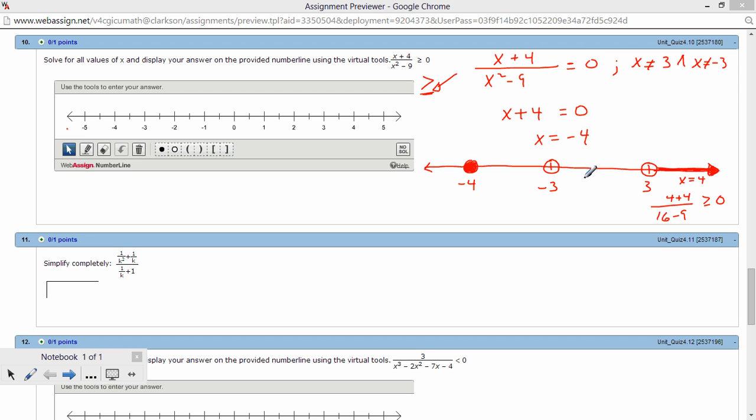Now, for a number in between -3 and 3, pretty obviously, use 0. And so we get 0 plus 4, which is certainly positive. And we get 0 minus 9. And the question is, is that greater than or equal to 0? Well, that gives you -4/9. Is that greater than or equal to 0? That's a no. So numbers in that region won't work. All the way from -3 to 3, none of them are going to work. Just by testing that one number, I can tell everything about that interval.